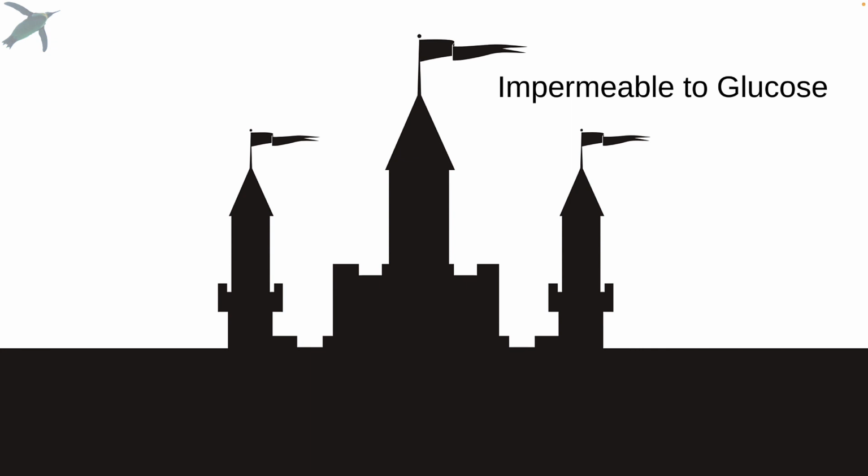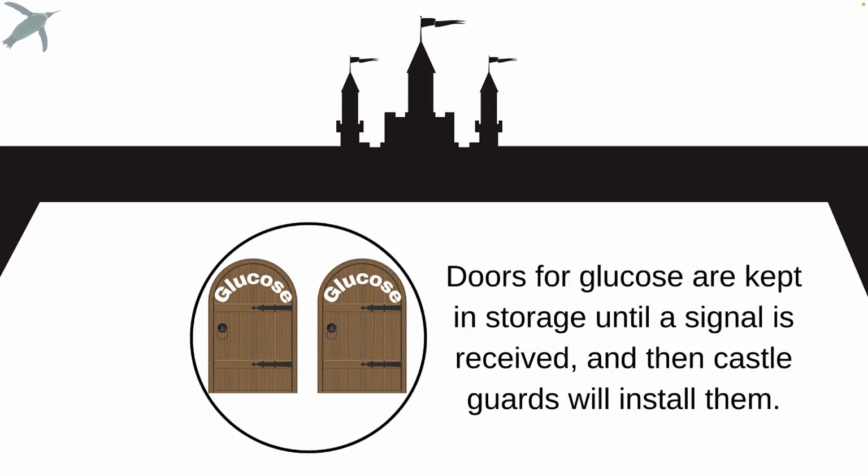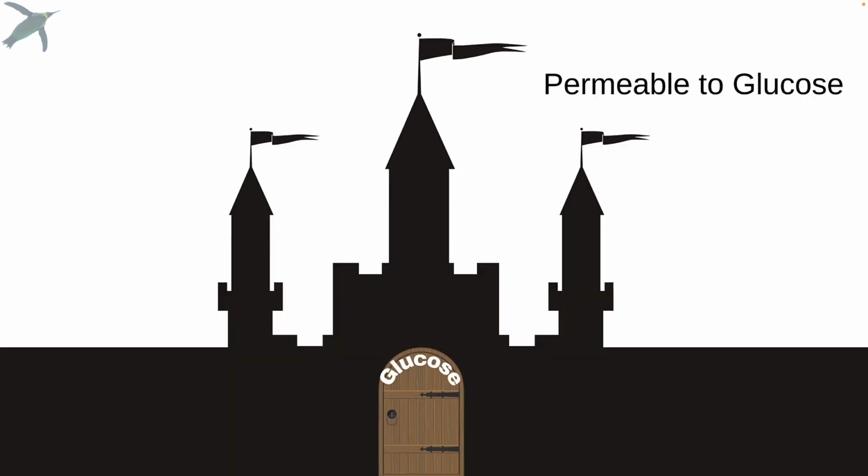Very simple idea. Here's a castle, okay, and the castle, as you can see, has no door. We're pretending that it's glucose that wants to get in. Now, doors for glucose are kept in storage inside the walls of the castle until a signal is received and the castle guards will come in and install the door. So in this configuration, with the door installed, the castle is now permeable to glucose. And in my little cartoon, that's what the door looks like.